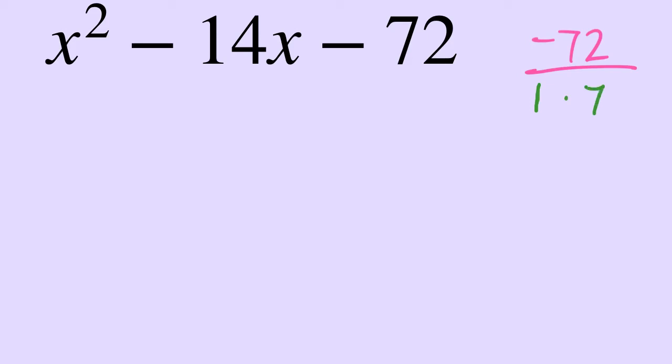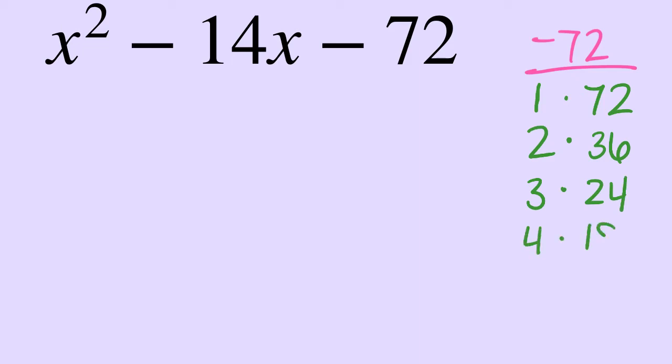So 1 times 72, 2 goes into 72. I know 2 goes into 72 36 times. 3 also goes into 72. 3 times 24, 4 times 18, 6 times 12, 9 times 8. Now, I'm actually going to stop here. I think that's all of them anyway, but remember, we're trying to get to a -14. Once you find a pair of numbers that will somehow get you to 14, you can stop. And I see a pair of numbers in this list that will do that.